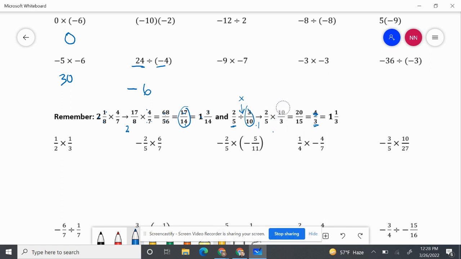Once again, if you don't like doing it that way, 2 times 10 is 20. 5 times 3 is 15. And then you reduce it, you get the same answer. 3 goes into 4 one time with a remainder of 1. So that's 1 and 1/3.